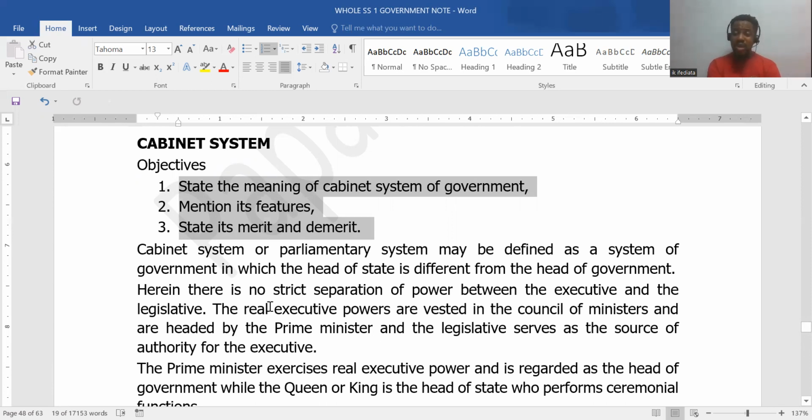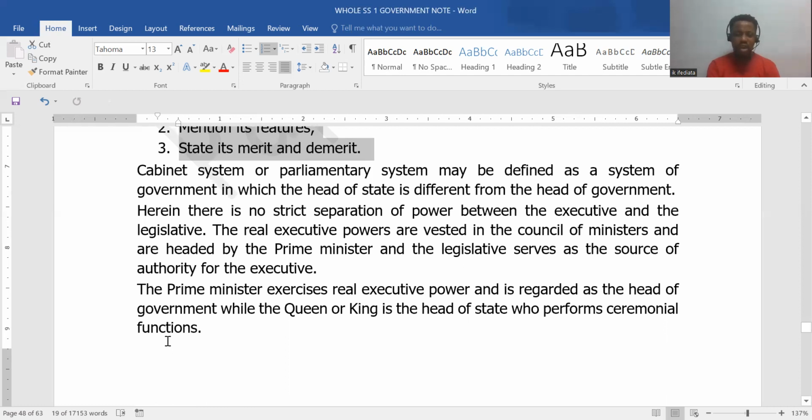As a matter of fact, the people elect the president directly or indirectly. But in the parliamentary system, the people don't elect the president. They elect the party, and the party now picks the president. So real executive powers are vested in the Council of Ministers who are headed by the Prime Minister. And the legislative serves as the source of authority for the executive. So the executive is part of the legislature in the parliamentary system. In a presidential system, the executive is totally separated from the legislature, right? Both in person and office, totally separated.